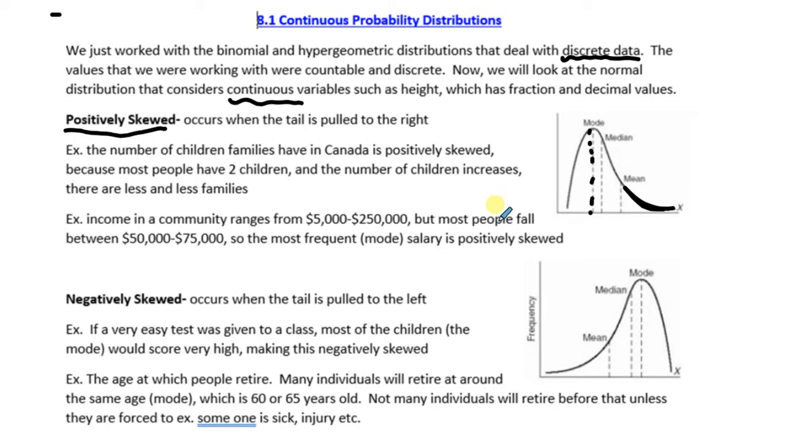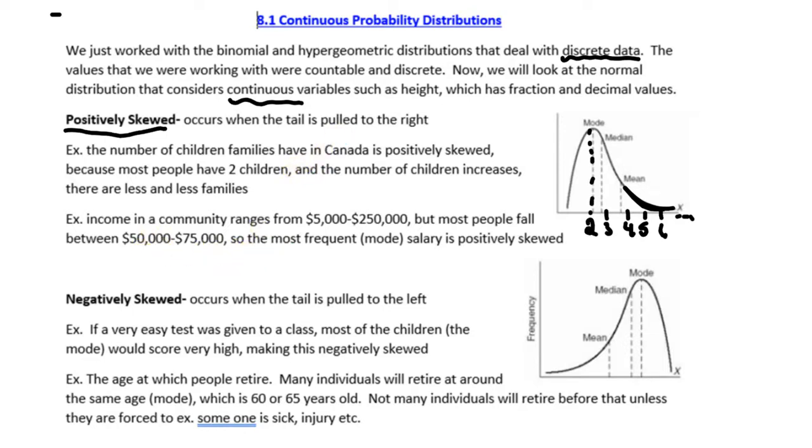So an example of this is the number of children families have in Canada is positively skewed because most people have 2 children, and as the number of children increases, there are less and less families that have those numbers of children. So most people have 2 children, so that's a mode, and then maybe 3 children here, 4 children, and we don't really see a lot of people with 5 and 6 children, okay, and so on. So that distribution is positively skewed, as well as income in a community ranges maybe between like $5,000 and $250,000, but most people fall somewhere between 50 and 75.